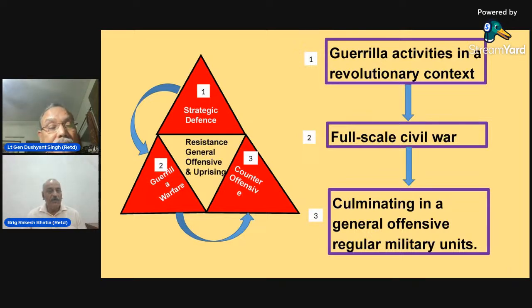In full scale war, it is guerrilla warfare, cutting off, like I have just explained, the moment the PLA was advancing, cutting off the rear. Wherever they were stretching and developing a weakness, they were cutting that. And the counteroffensive is the culminating phase, a general offensive using regular military units. So Mao's three-stage concept was beautifully converted into a strategy keeping the Vietnamese conditions in mind and perfected during the US offensive on Vietnam.